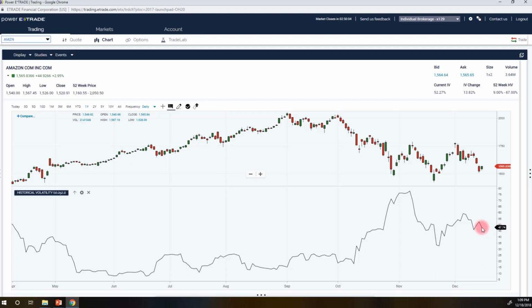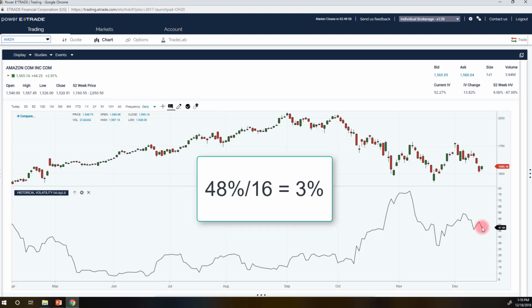So now what does this mean for me? What am I going to do? I'm going to take this number. I'm just going to call it 48. So let's take 48%, and I'm going to divide it by 16, and that gives me 3%. And we get a nice round number. Not always going to be the case, but that just means 3% per day.